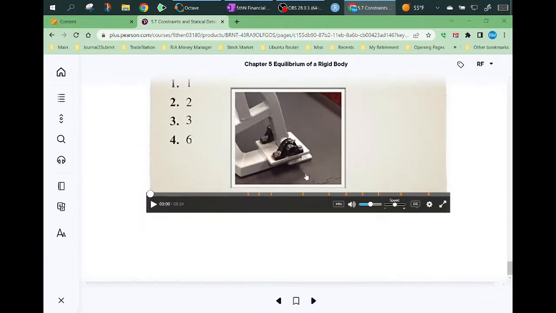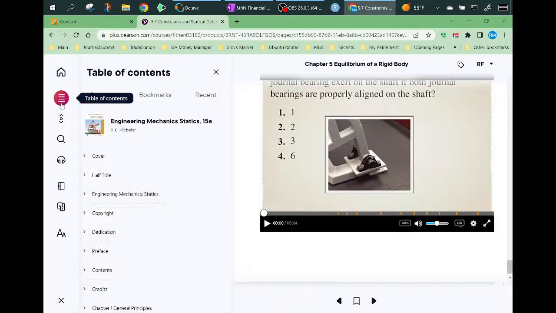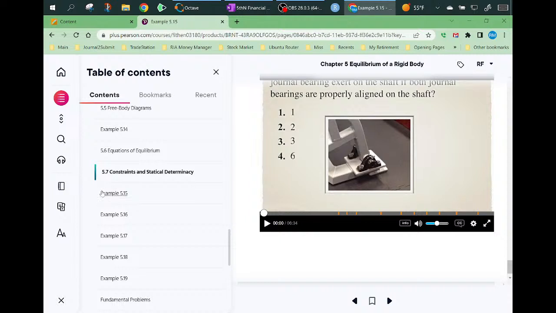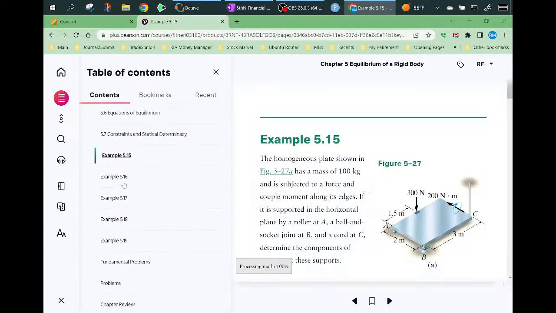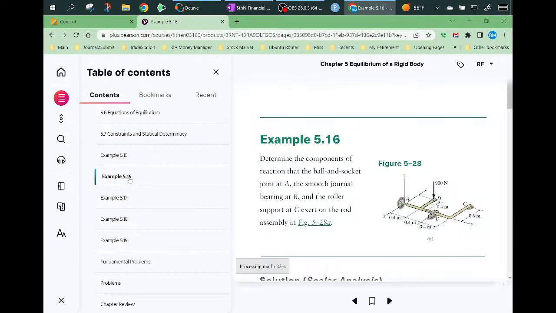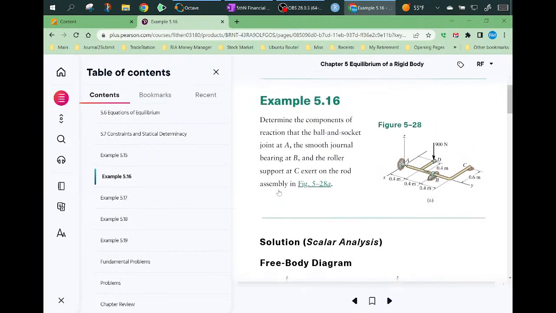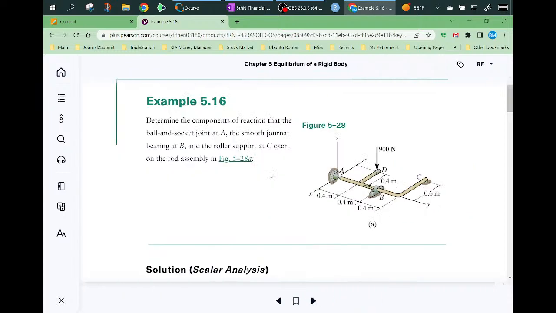Okay, so let's go back and look at, all right, let me get a drink and we'll just look at this example real quick and we'll do a problem.